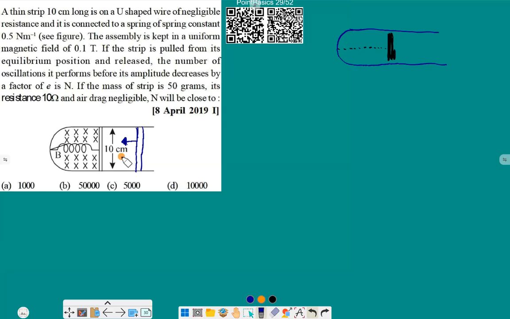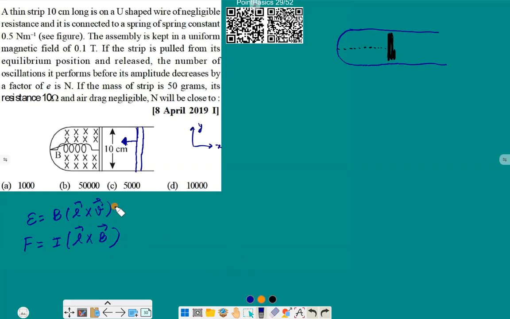Now, this strip will act as a conductor, and in the case of a conductor we know that the EMF induced is given by B into L cross V. This is the EMF induced, and the force on a conductor in a magnetic field is given by I L cross B.